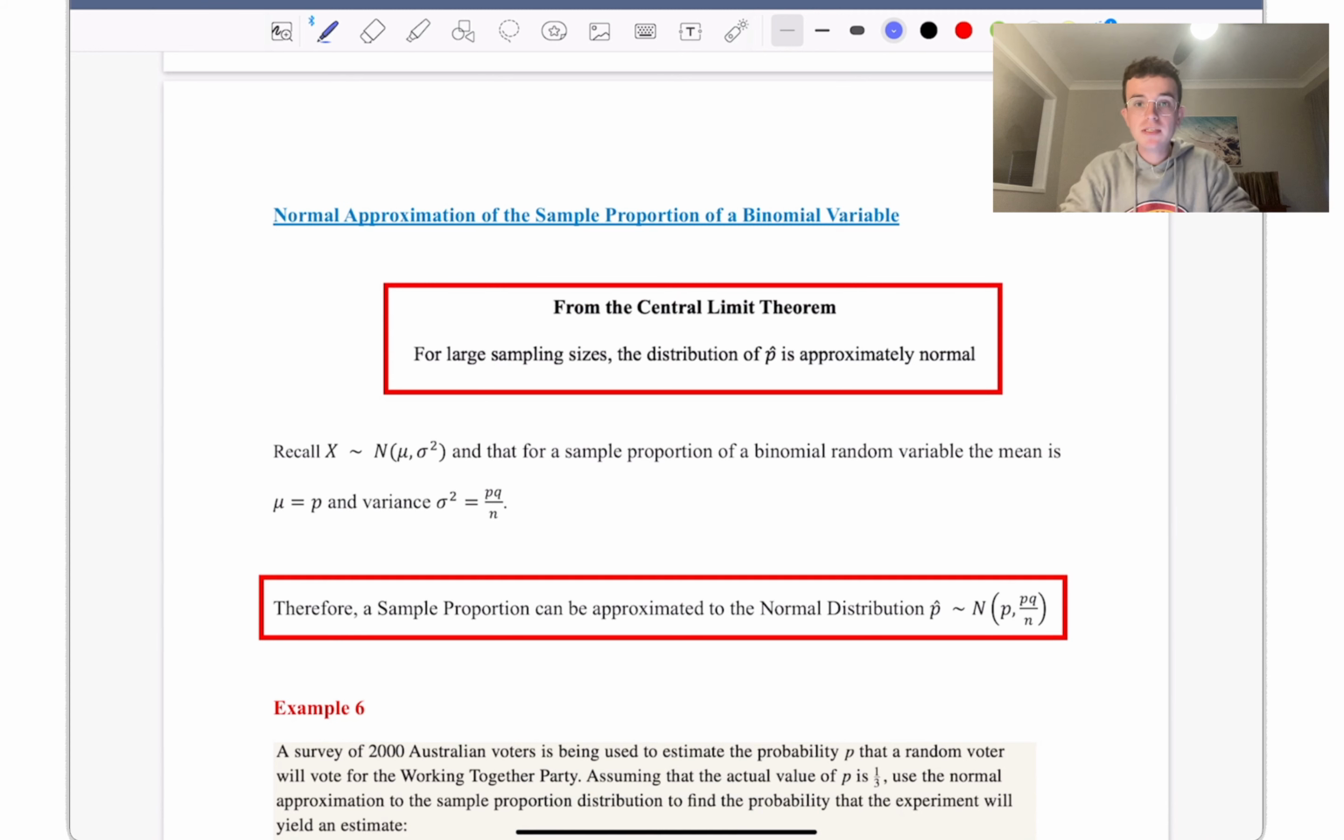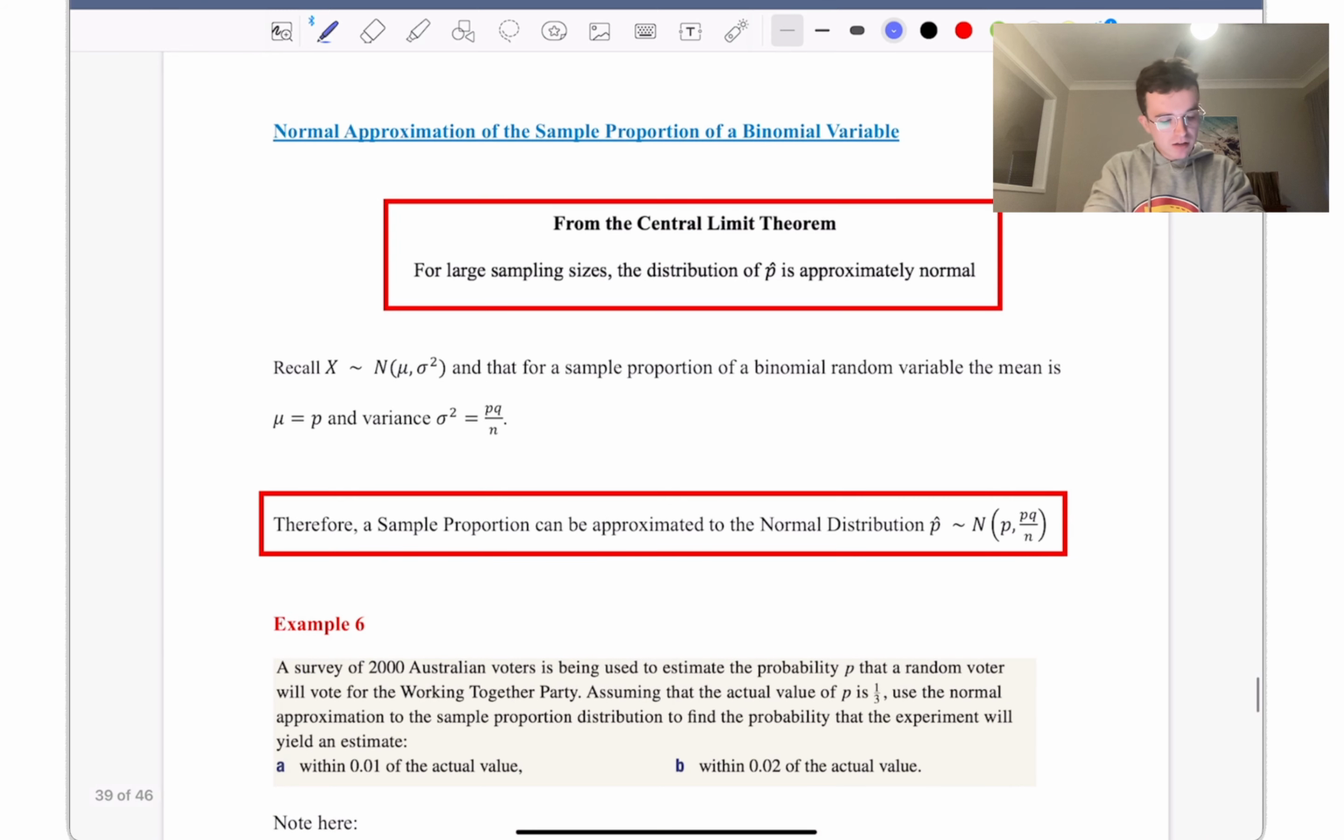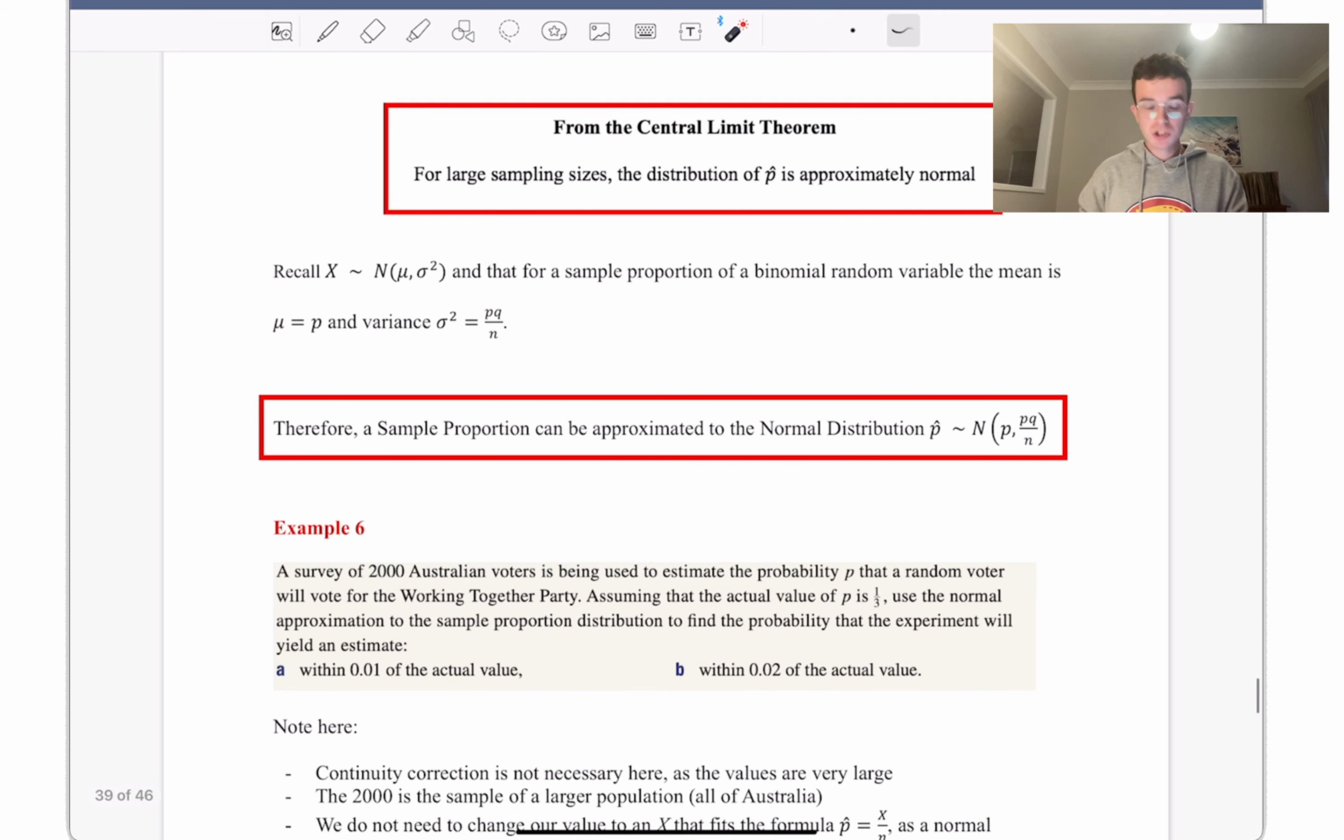Okay, the last concept in this whole topic is a normal approximation of the sample proportion of a binomial variable. So remember that for large sampling sizes, the distribution of anything is normal. So recall that if x belongs to a normal distribution of mean mu and variance sigma squared, and that for a sample proportion of a binomial random variable, the mean is p and the variance is pq on n, which means a sample proportion can be approximated to the normal distribution pq on n.